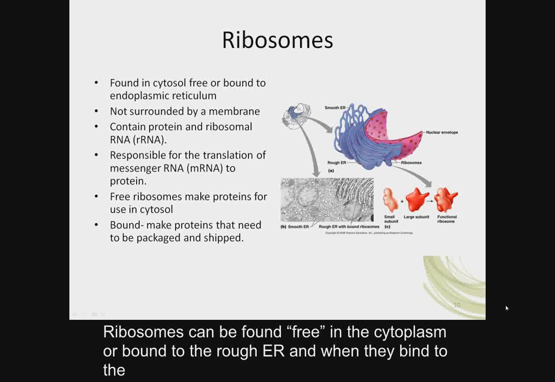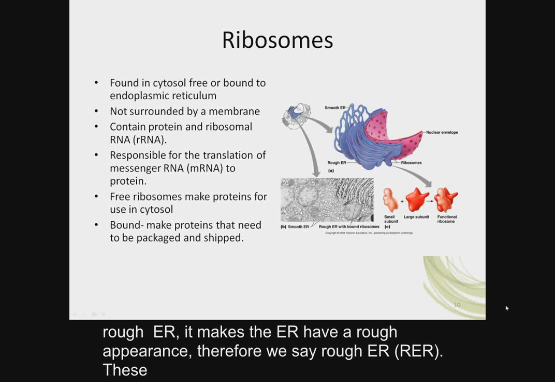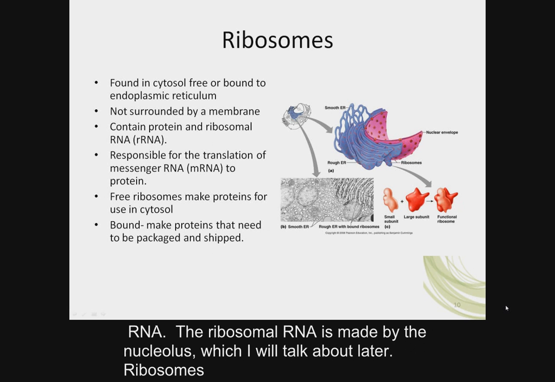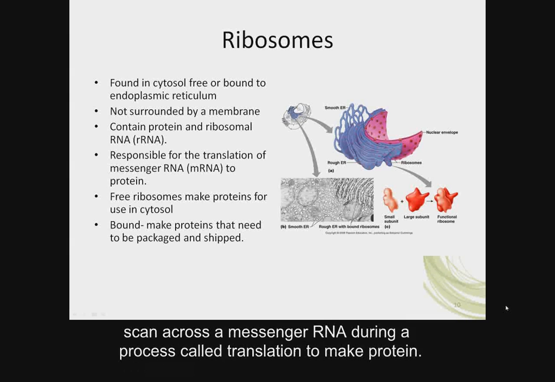Ribosomes can be found free in the cytoplasm or bound to the rough ER, and when they bind to the rough ER, it makes the ER, the endoplasmic reticulum, have a rough appearance. Therefore, we say rough ER. These organelles are not surrounded by a membrane, and they are made up of a protein and ribosomal RNA. The ribosomal RNA is made by the nucleolus, which I will talk about later.